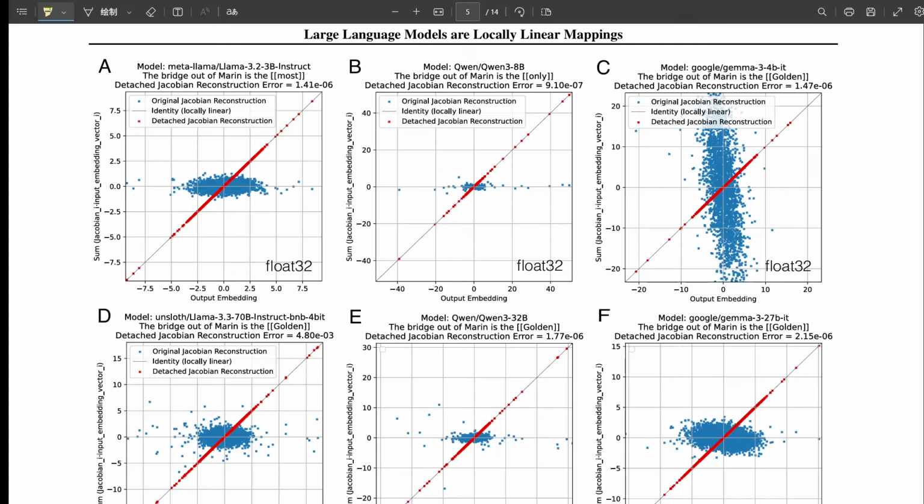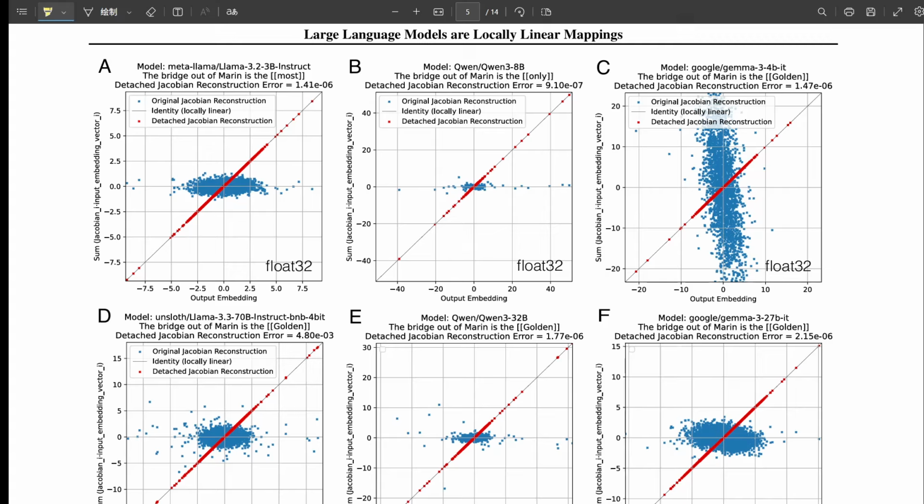This is shown really compellingly in Figure 3 of the paper. The output vector predicted by the original complex LLM was nearly exactly reproduced by the simple linear multiplication using the detached Jacobian. Nearly exactly. How near is nearly? They quantify it, they provide a concrete measure. The relative error between the two output vectors was on the order of 10 to the minus 6 for calculations done with float32 precision.